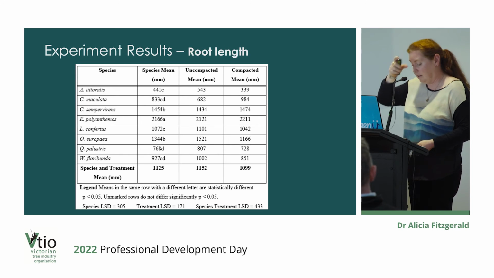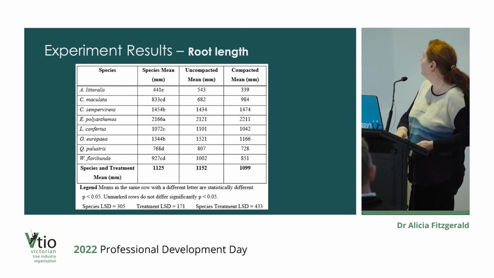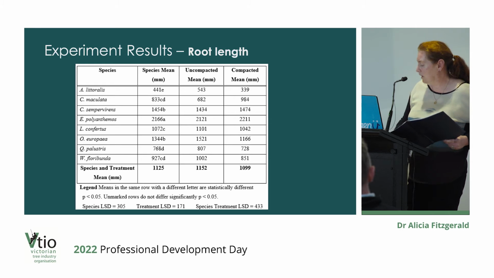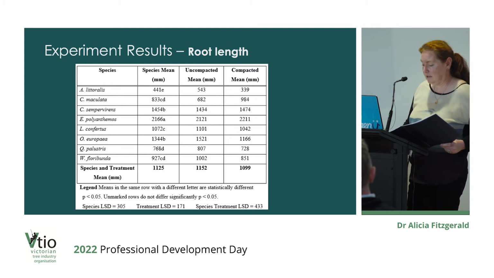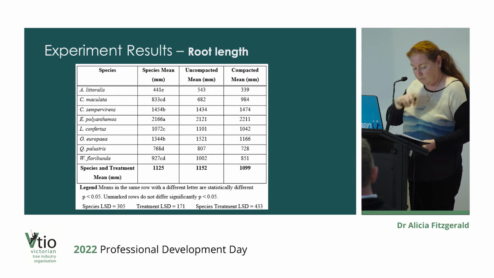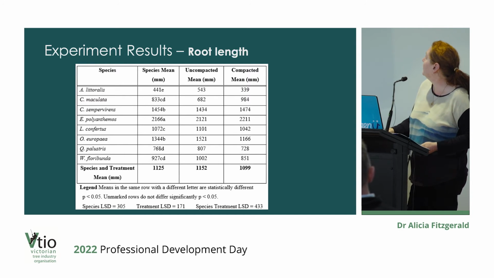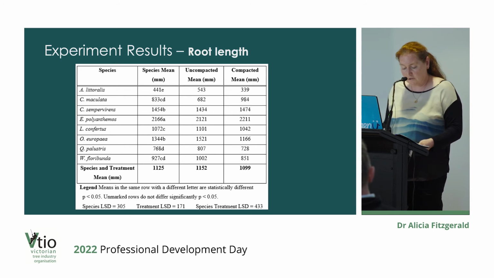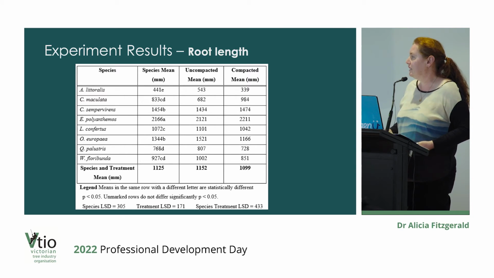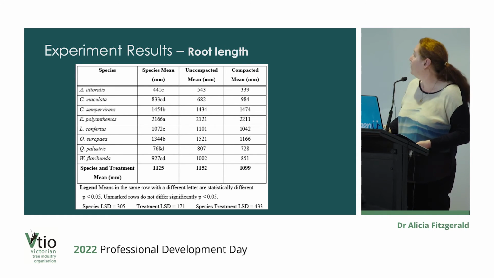So for root length, Allocasuarina had the shortest overall root length of 441. So I'm looking at this mean here in this column. And that was well below the shortest root length for Quercus at 768 mm. Eucalyptus had the longest overall root length of 2,166 mm, followed by Cupressus at 1,454 mm.